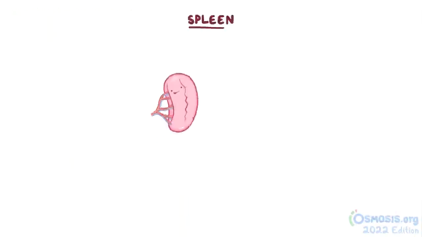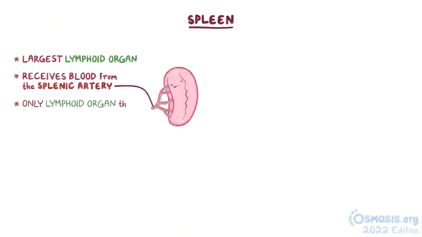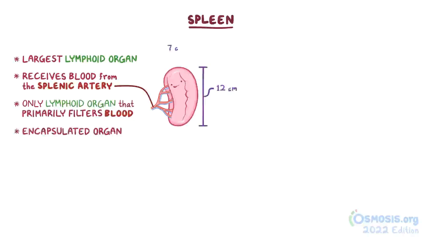The spleen is the largest lymphoid organ. It receives blood from the splenic artery and is the only lymphoid organ that primarily filters blood instead of lymph. It's an encapsulated organ that's typically about 12 centimeters in length, 7 centimeters wide, and 3 centimeters deep.